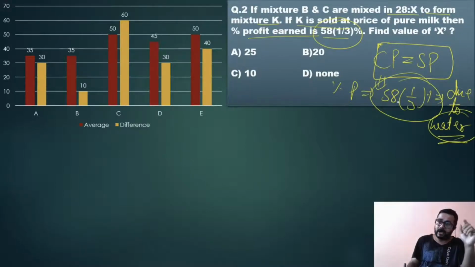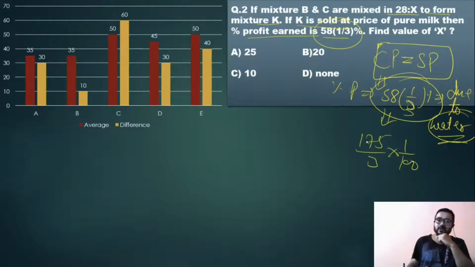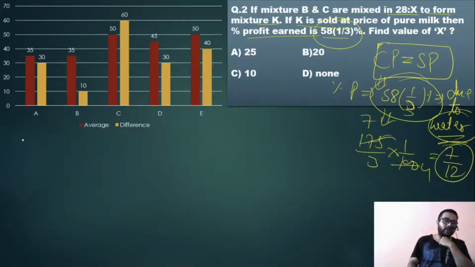So can I say here, I have already told this concept, so just convert this into fraction. So what you will get? 58 into 3, 174 plus 1, 175/3 into 1/100. So this will cancel out by 7, this will cancel out by 4, you're gonna get 7/12. I have already told you, if you got this type of mixture 7 by 12, so this will be your water, because your profit is due to water only. So you will get 7 by 12, so this will be your water and this will be your milk.